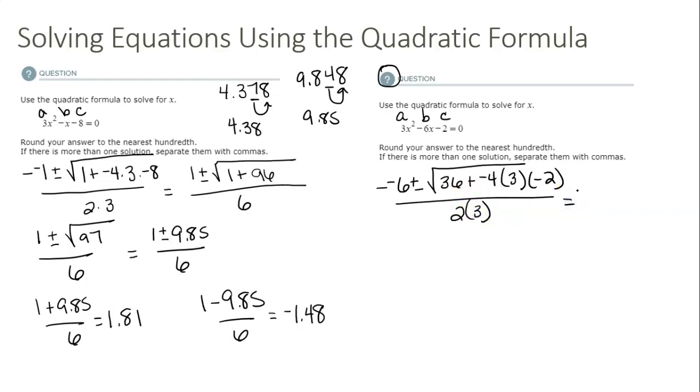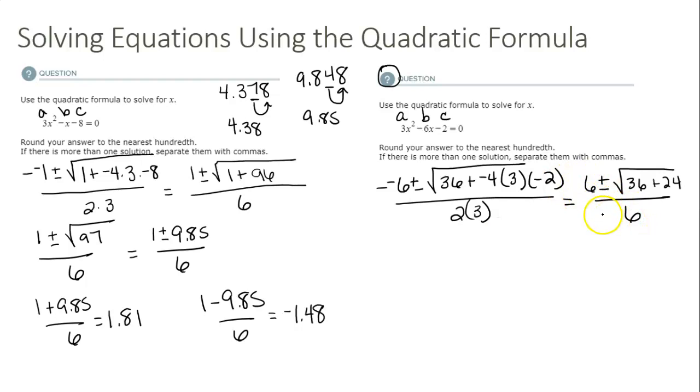Order of operations says to simplify what's inside the square root first. A negative times a negative becomes a positive, plus or minus the square root. I'm going to bring over the 36. Negative 4 times 3 is negative 12. Negative 12 times negative 2 is positive 24, divided by 6.